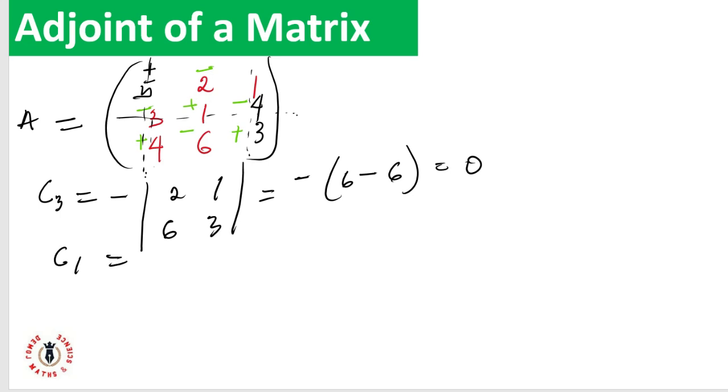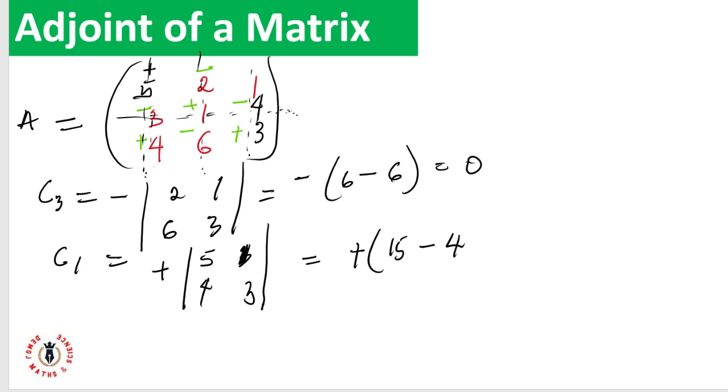C1 will be plus 5, 3, 4. That's 5. Here is 1. Here is 1, not 3. Here is 4. And here is 3. Those are the elements. So here 5 times 3 will be 15. That's plus 15 minus 4, which is equal to plus 9.